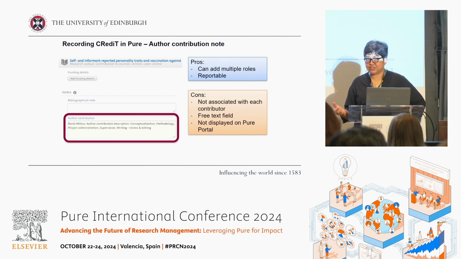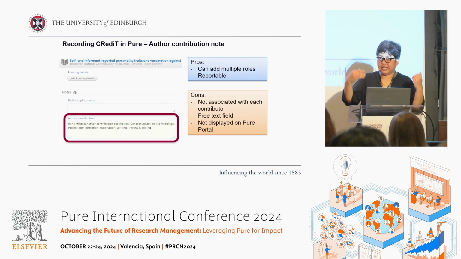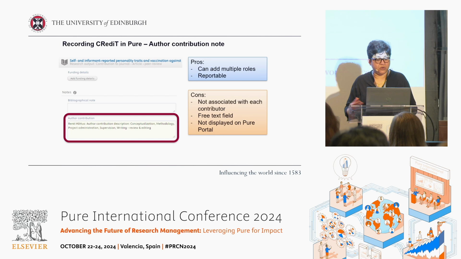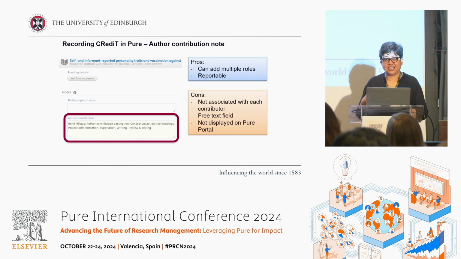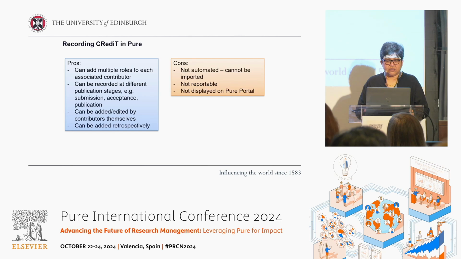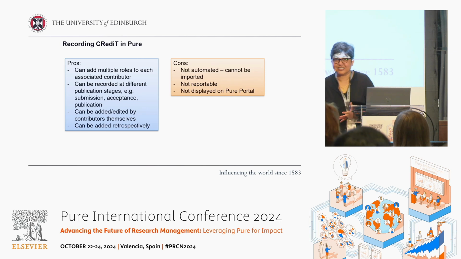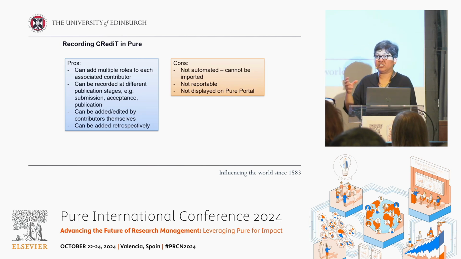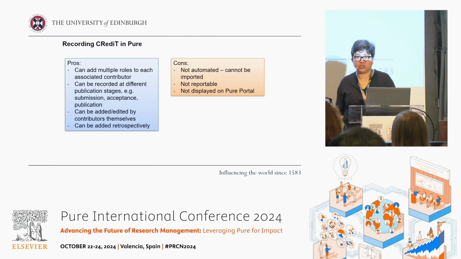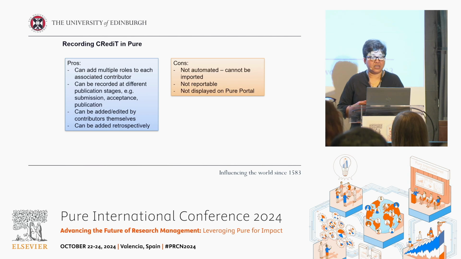But it is a free text field, and it's not associated with each contributor because it's on the research output record. So you would have to name each author and then the roles. So it's a bit more labor intensive, I would say. And again, it's not displayed on the Pure portal, right? Which is why we haven't done it. Because we can't decide which is the best out of this lot, 3 options, basically.